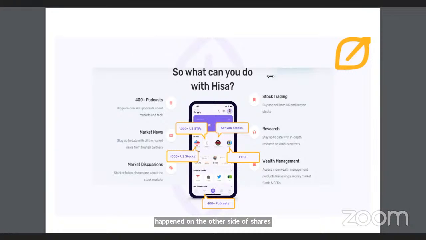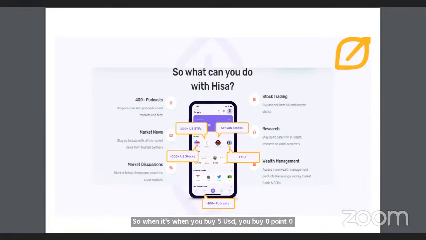As you can see, the share segment has changed from one share to 0.03 shares. So when you spend $5 to buy Tesla shares, you're buying 0.03 worth of Tesla shares. This is what we call fractional shares. So Hisa allows you to buy fractional shares.